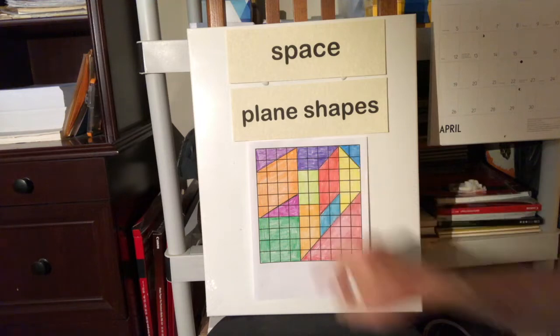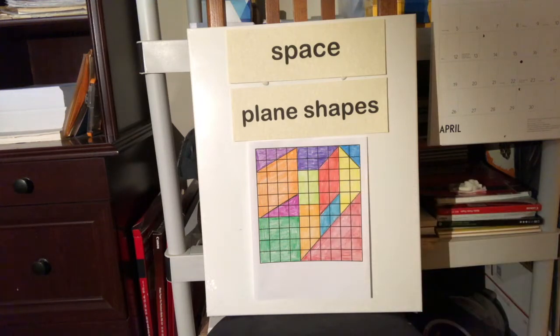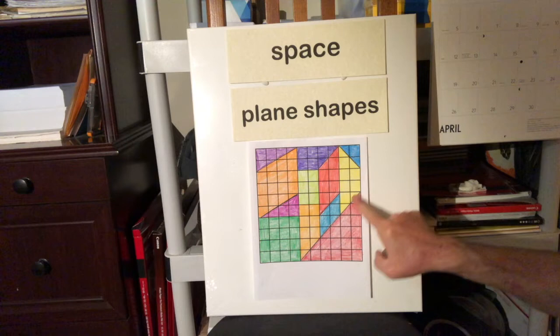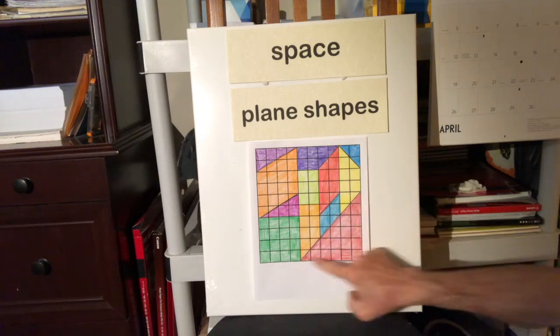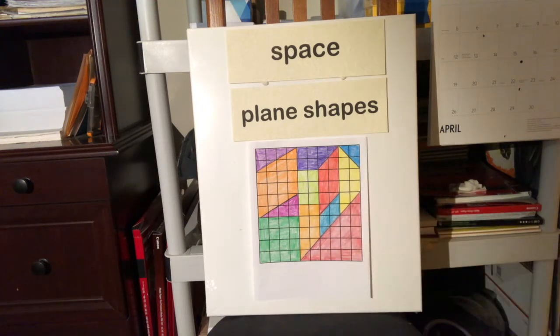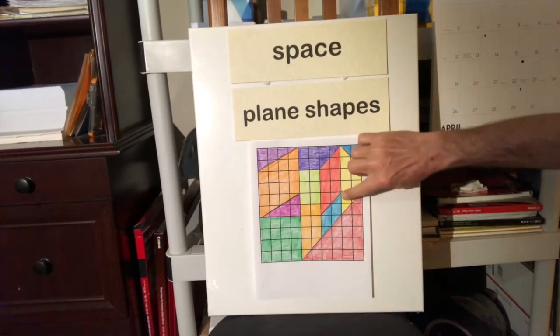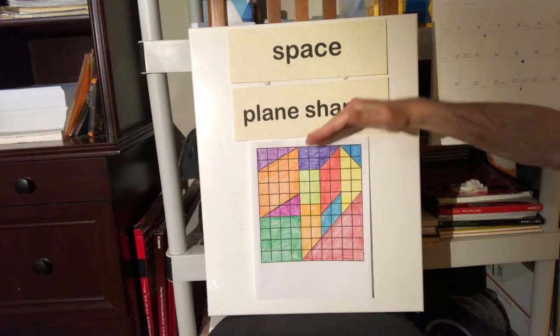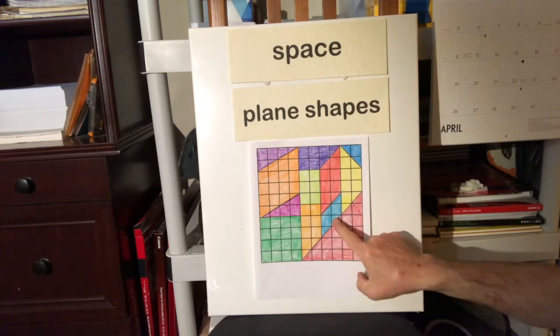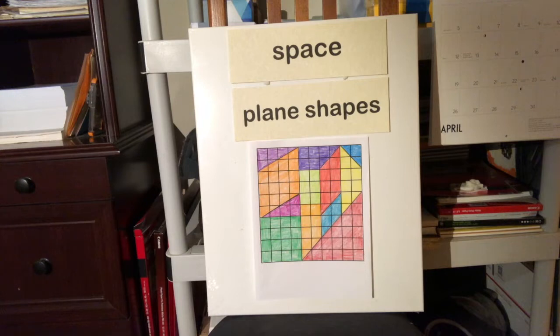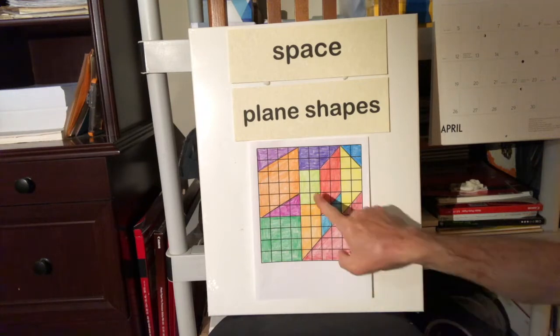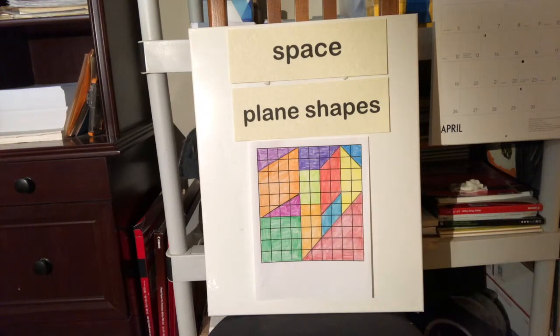Now look at the different plane shapes that I've included in my artwork. I have a big red, 3 sides, 3 angles, triangle. I have a green square. I have a red parallelogram. And I have an aqua-colored parallelogram. Here's a little green rectangle.